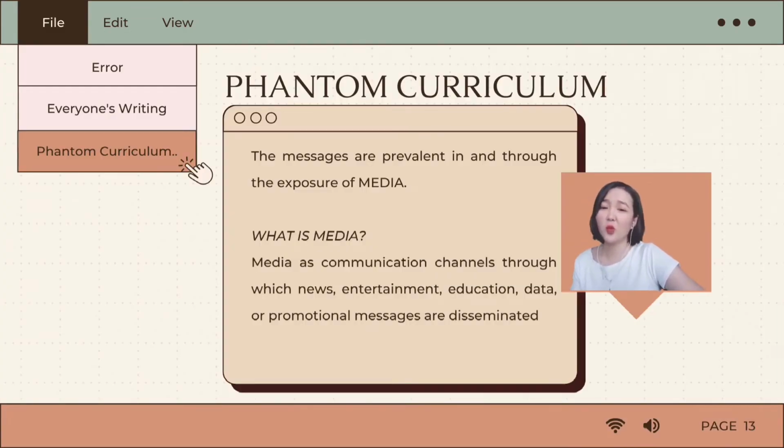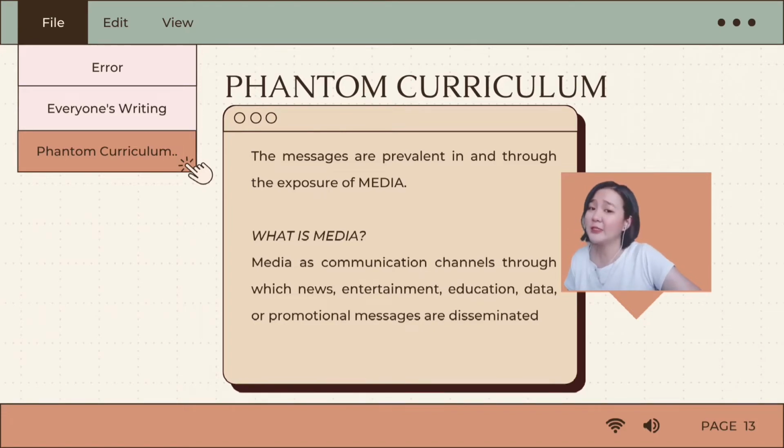So first of all, what is the phantom curriculum? It consists of the messages prevalent in and through exposure to any type of media. These components and messages play a major part in the inculturation of the students into the predominant metaculture, or acculturating students into narrower or generational subcultures.